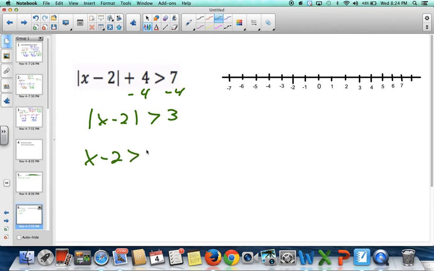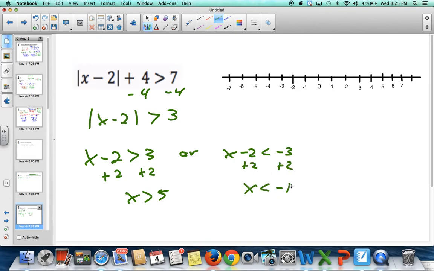x minus 2 is greater than 3, or x minus 2 is less than negative 3. So to solve this, we're going to basically get rid of this 2, add 2 to both sides. x is greater than 5. In this one, we're going to add 2 to both sides. x is less than negative 1.